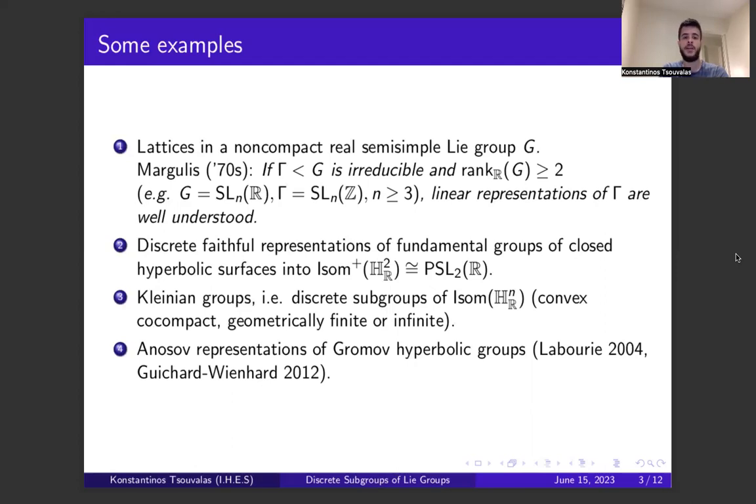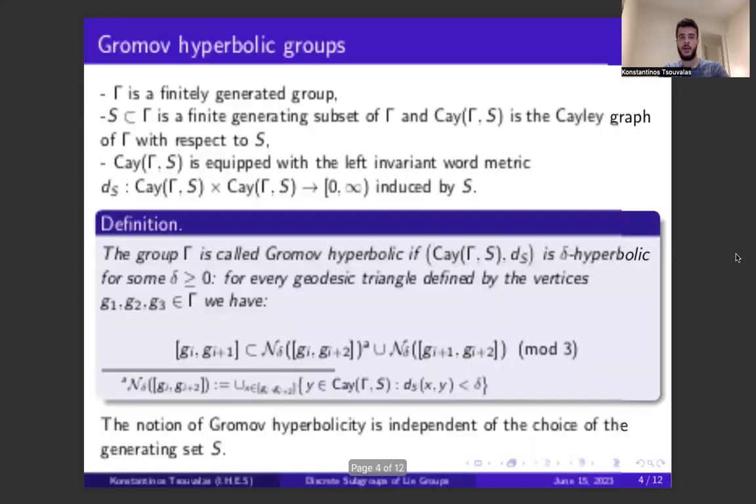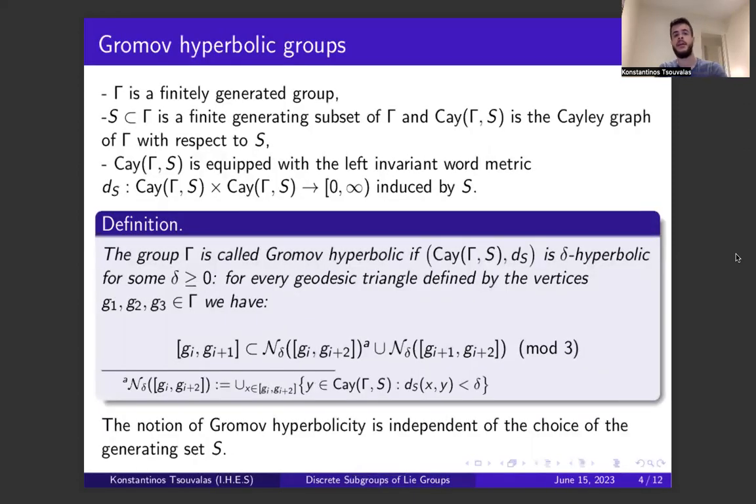And lastly, we would like to mention here the class of Anosov representations of Gromov hyperbolic groups. These were introduced by Labourie in 2004 and further developed by Guichard and Wienhard in 2012. And in general, this is also a very rich class of discrete subgroups of Lie groups with interesting dynamical properties. We will give the definition in a bit, but before that, we need the notion of a Gromov hyperbolic group.